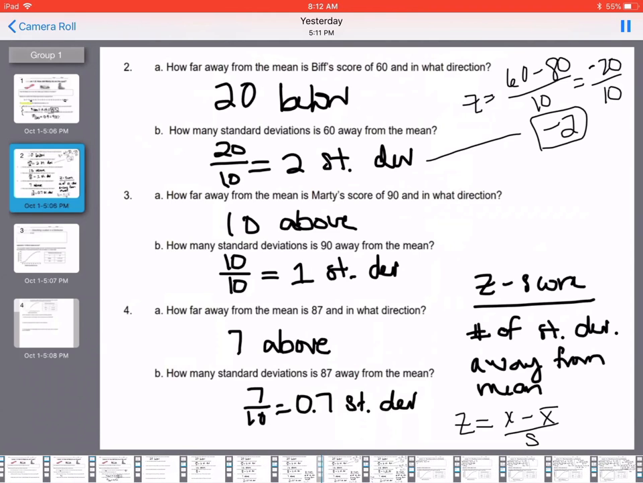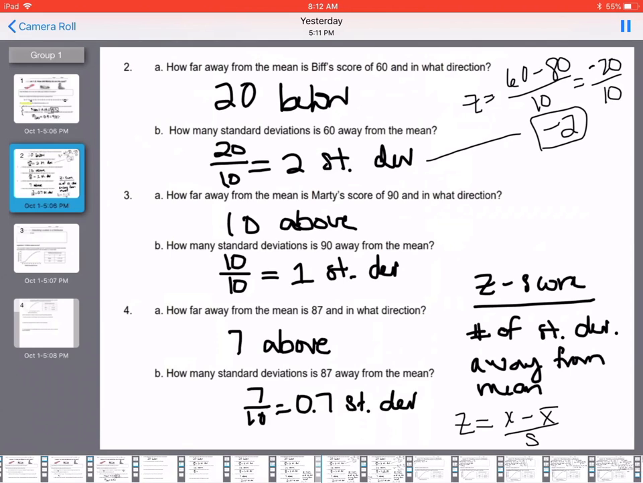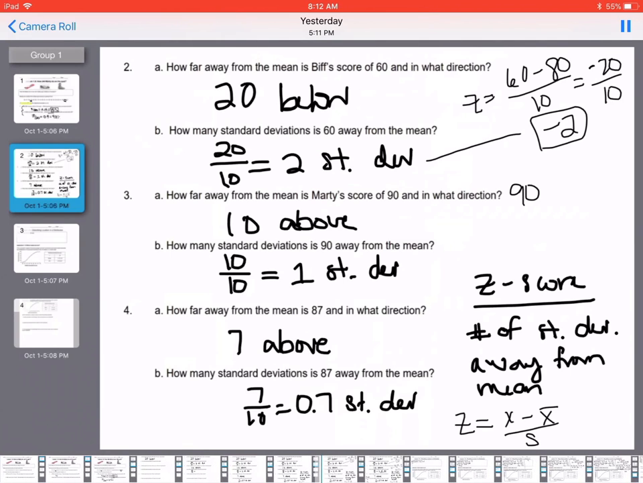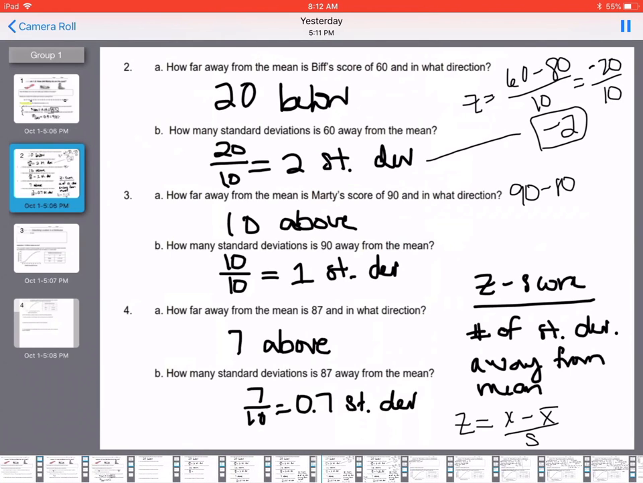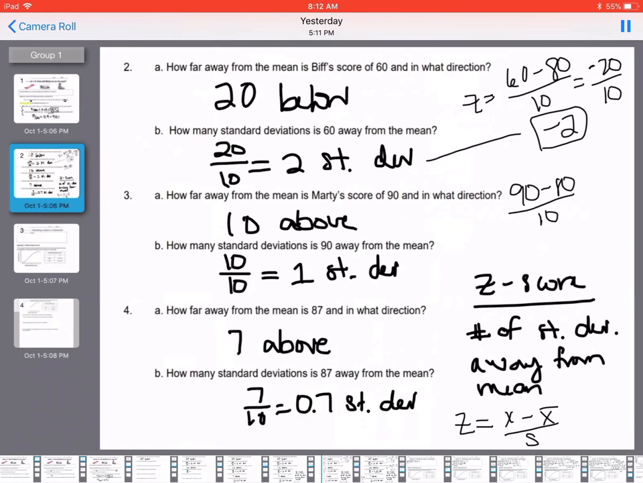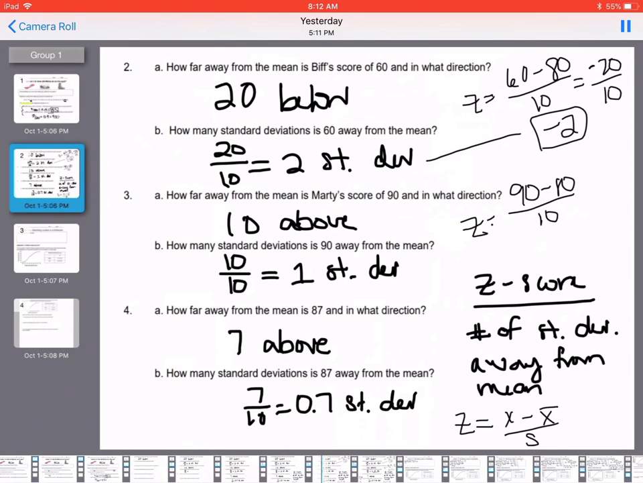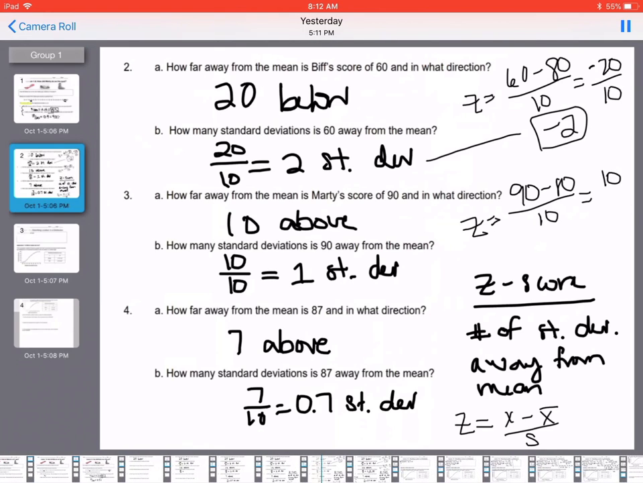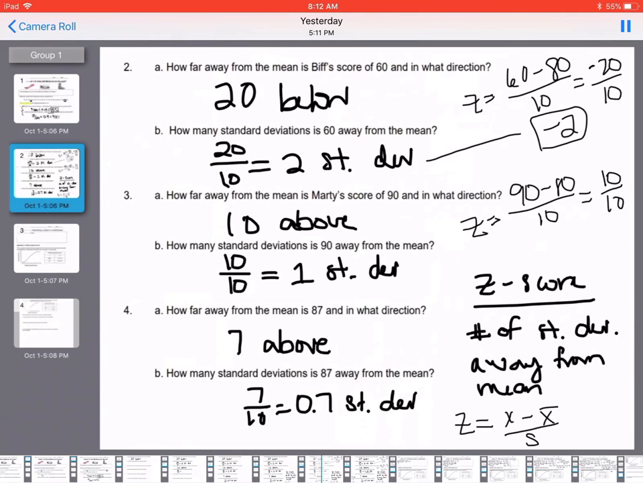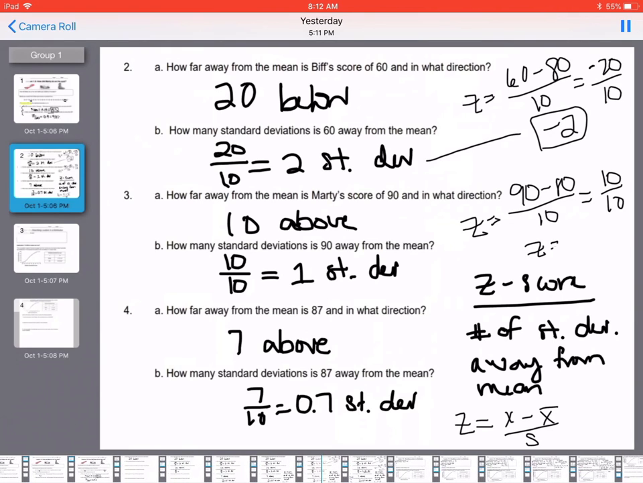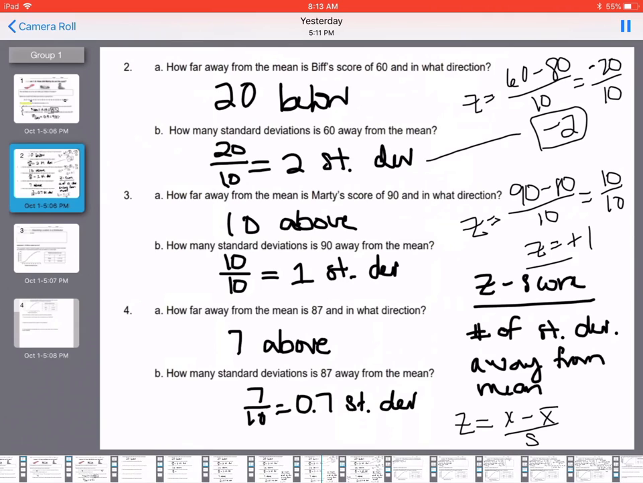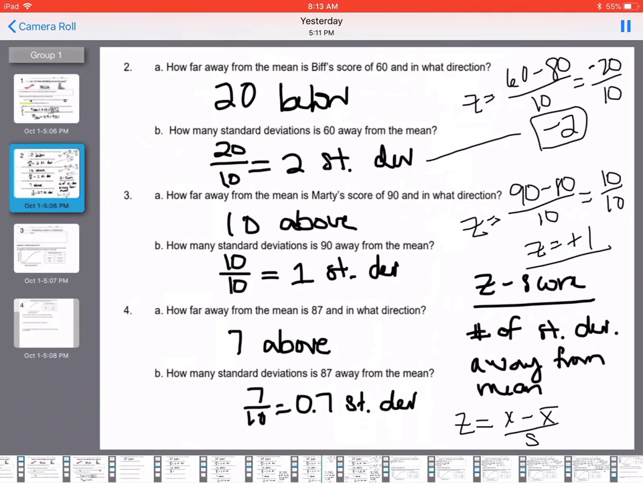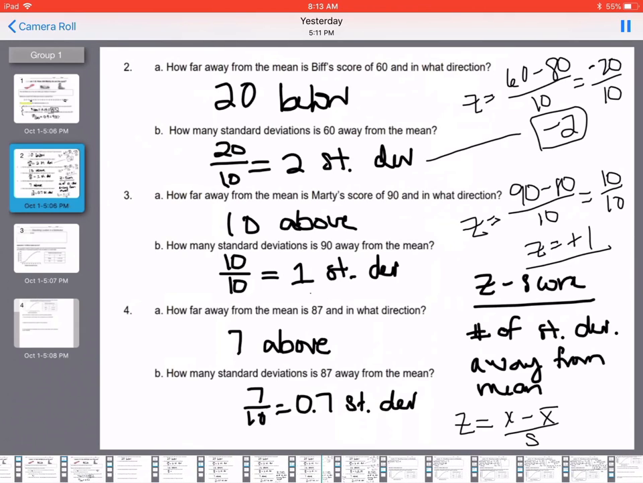Number 3, if we have a score of 90, I just take my 90, subtract my mean of 80, divided by my standard deviation, 10. So 90 minus 80, which is 10, divided by my 10. That's going to give me a positive 1 z-score here. And that makes sense because I'm 1 standard deviation above.